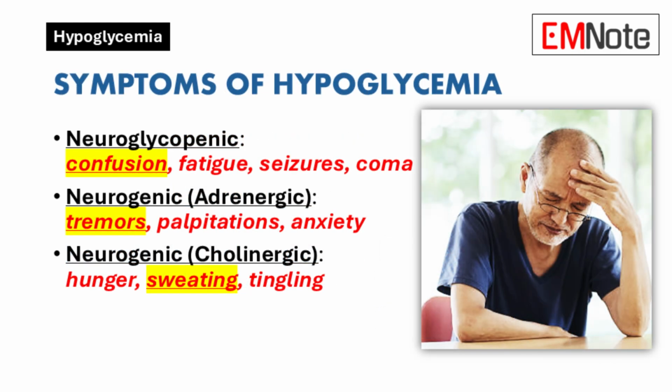Symptoms of hypoglycemia. Hypoglycemia symptoms can be neuroglycopenic or neurogenic. Neuroglycopenic symptoms result from the central nervous system being deprived of glucose and include behavioral changes, confusion, fatigue, seizures, coma, and potentially death. Neurogenic symptoms arise from sympathoadrenal involvement and can be adrenergic, for example, tremors, palpitations, anxiety, or cholinergic, for example, hunger, diaphoresis, paresthesias.